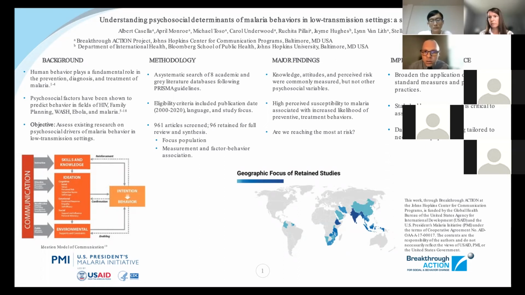What we found was that some of these factors, such as knowledge and attitudes, are very commonly measured, but they're not measured the same way across studies. So it makes it difficult to compare one study to the next. We also found that if someone perceived that they were susceptible to malaria, that was associated across the board with an increased likelihood of using an ITN or taking IPTp or prophylaxis, for example.